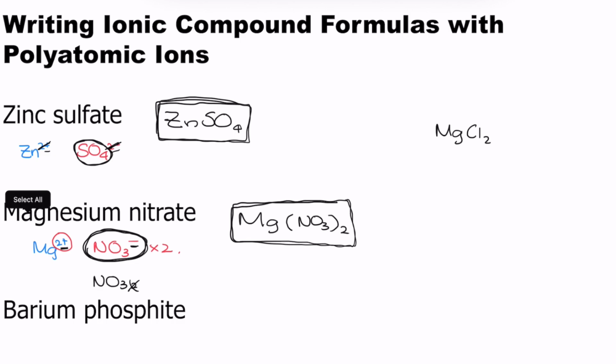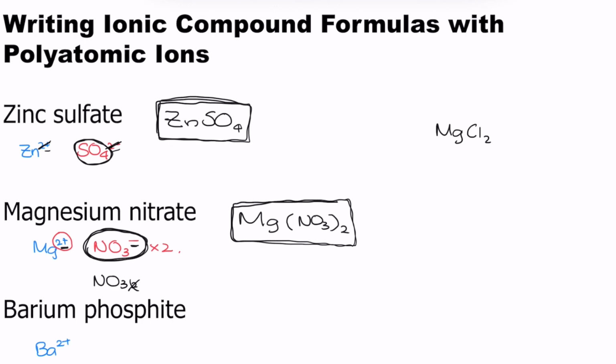So let's try again with barium phosphite. Barium, as you know, is a 2+ charge. It's in the second column of the periodic table. And phosphite is PO3 with a 3- charge. So I know I need to balance these charges here. To figure out what to balance, remember, we think what is the common number between 2 and 3. And from earlier examples, we know that 6 is the common number between 2s and 3s. So I need to turn that 2 positive into a 6.